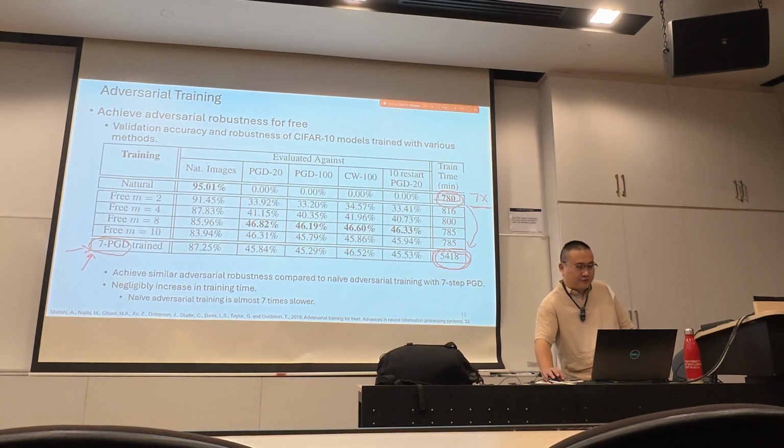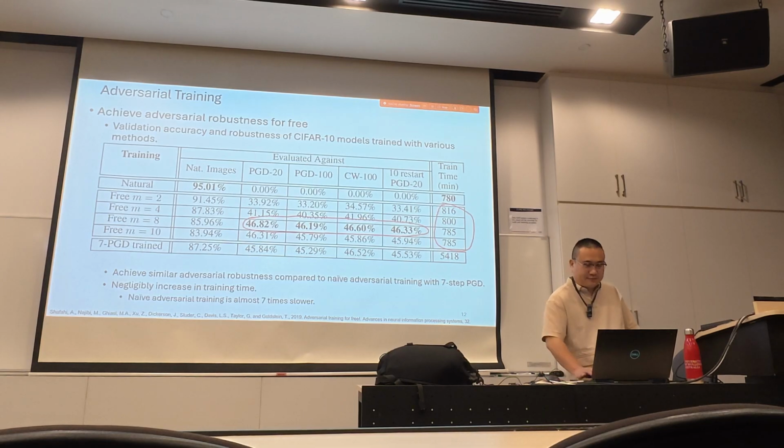But this is not true for adversarial training for free. For adversarial training for free, because we reuse the backward propagation, we do not increase the training time. At the same time, we can achieve comparable robustness compared to the naive adversarial training.